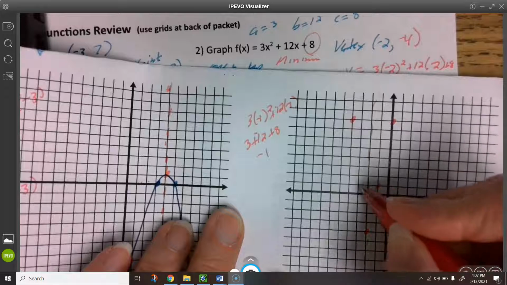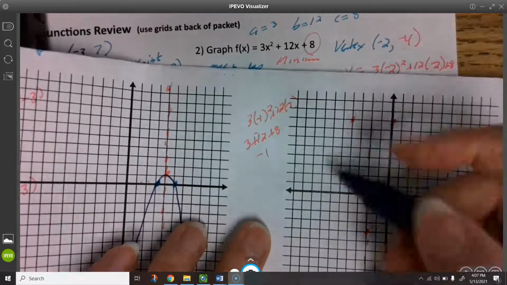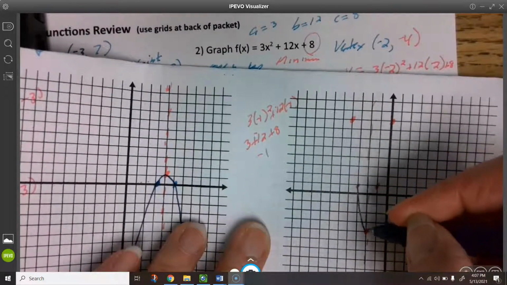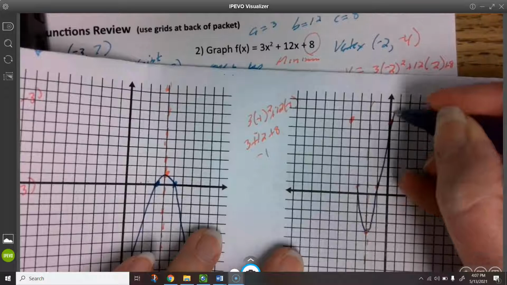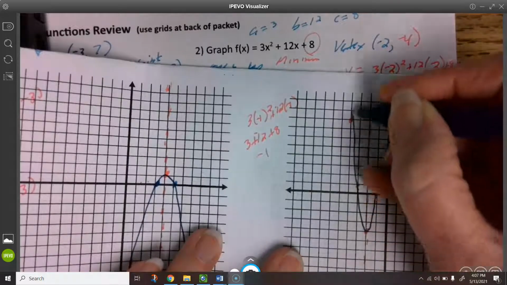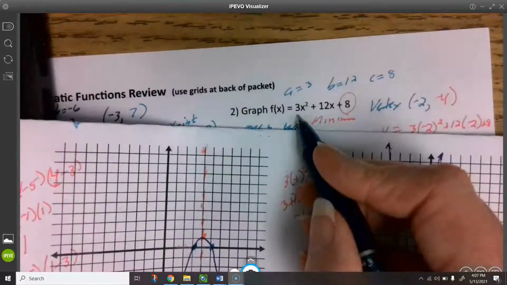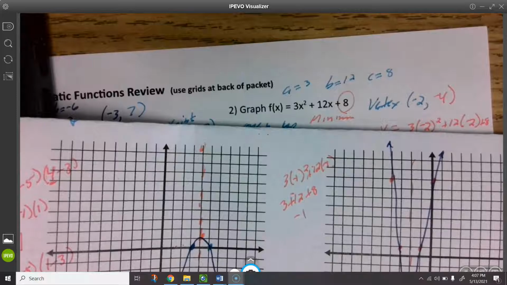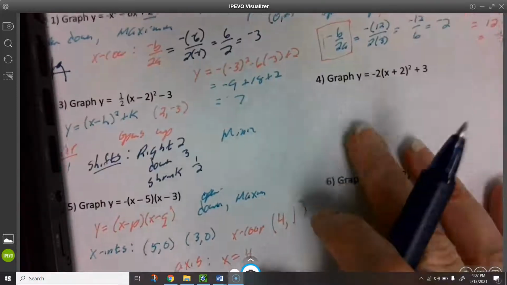There's one point. Its reflection point's right over here. So your graph looks like this. And it's going to be fairly narrow because your a was 3. See how that tells you that your a is 3? So it's going to be narrow. Good. Now, try number 4.